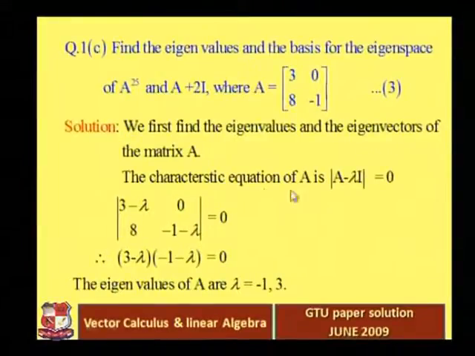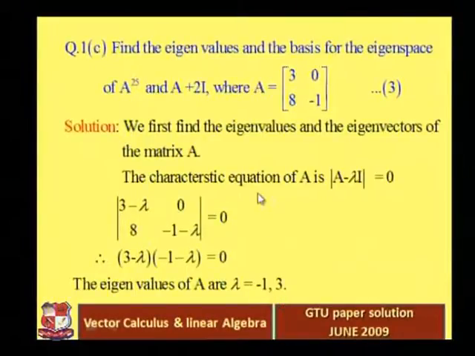So the characteristic equation of A is determinant of A minus lambda I equal to 0, right? And the determinant is 3 minus lambda, 0, 8, minus 1 minus lambda, that is equal to 0. When we simplify this determinant, we get (3 minus lambda) into (minus 1 minus lambda) equal to 0. So the eigenvalues of A are lambda equal to minus 1 and 3.